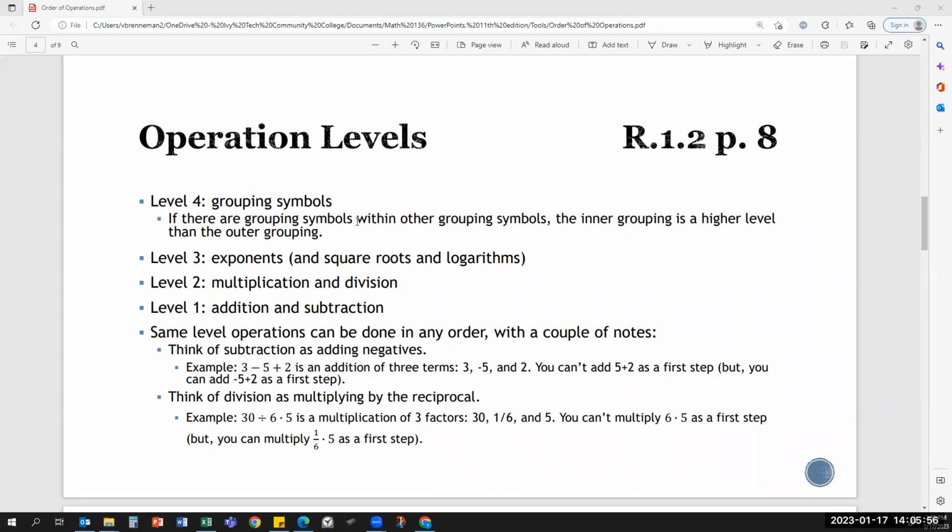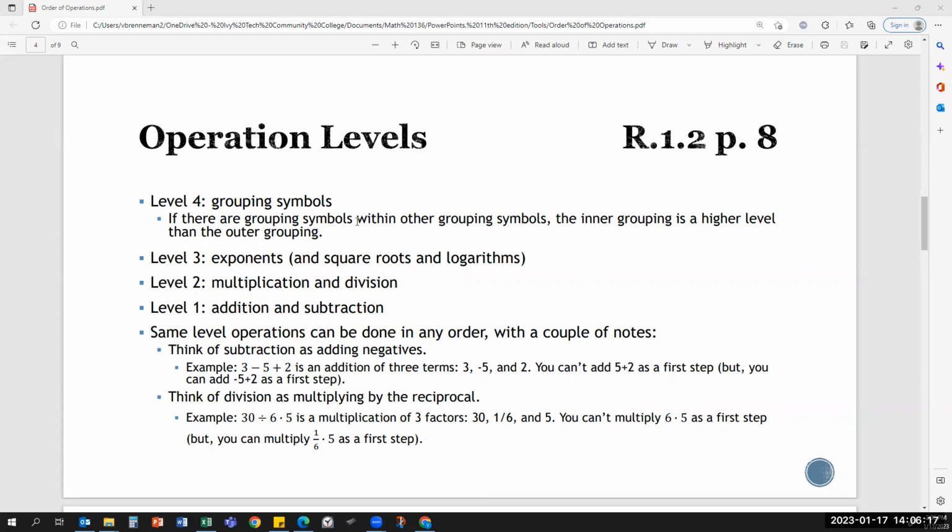So for example, with the subtraction, if we have 3 minus 5 plus 2, that's really addition of 3, negative 5, and 2. So you can't take 5 plus 2, because it's not a 5, it's a negative 5. So you could take negative 5 plus 2, but you wouldn't take 5 plus 2 and then subtract that total from 3.